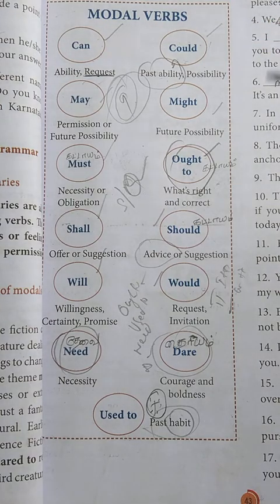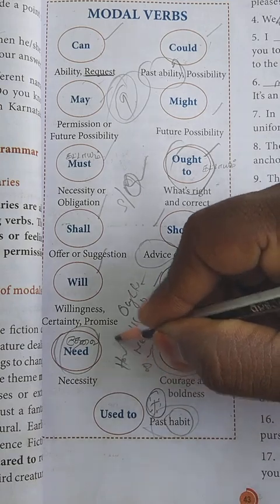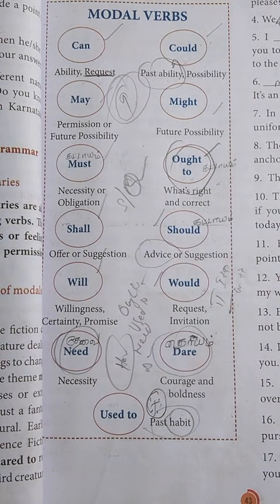And last we have dare. What is this dare? Courage or boldness. So when a sentence talks about courage, guts, boldness: how dare he talk to me? How dare he oppose me? How dare he slap me? How dare he use such words in front of me? People used to say that. This kind of sentence will mostly begin with the word how. Okay, my dears. So dare is used to express a person's courage or boldness.